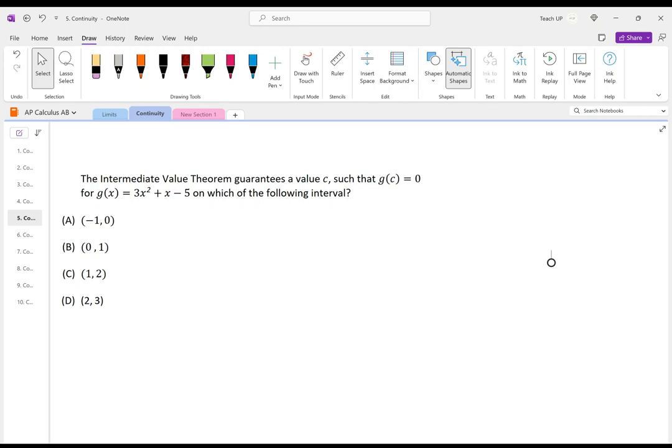We'll solve the following problem. The intermediate value theorem guarantees a value c such that g of c is equal to 0 for g of x is equal to 3x squared plus x minus 5 on which of the following intervals?